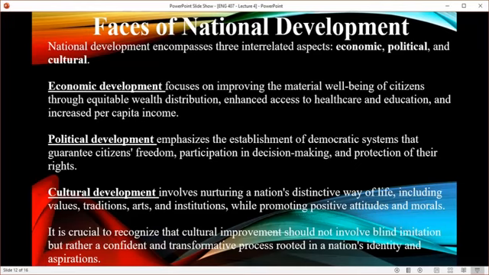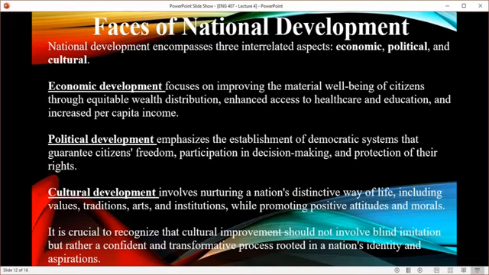The next parameter is political development, which emphasizes the establishment of democratic systems that guarantee citizens' freedom, participation in decision making, and protection of their rights. This emphasizes a situation where the vote of the people of that particular country will count. The person they believe in for the change they look forward to is actually the one the electoral process of the country makes their leader, the leader of the people.